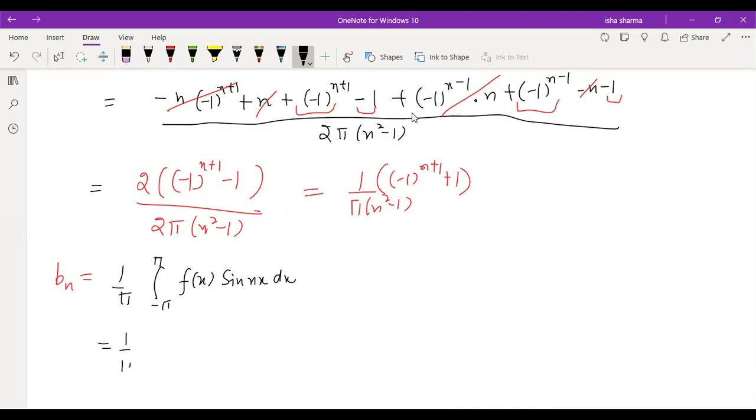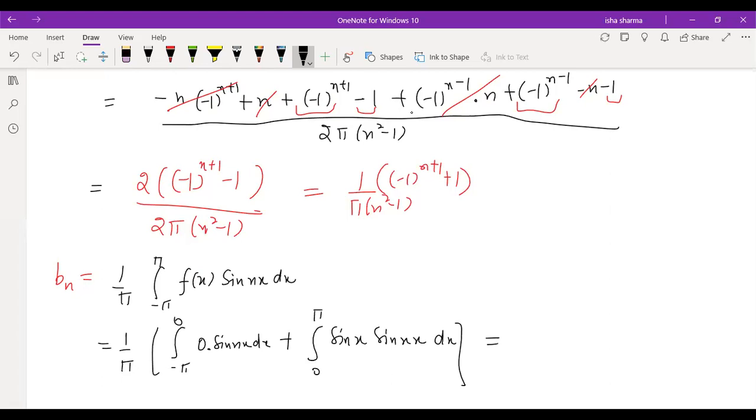So this also you will break in two parts. From minus pi to 0 the function is going to take value 0, and from 0 to pi it is sine x. So tell me the value of this integral. Solve this one and tell me what is the answer.